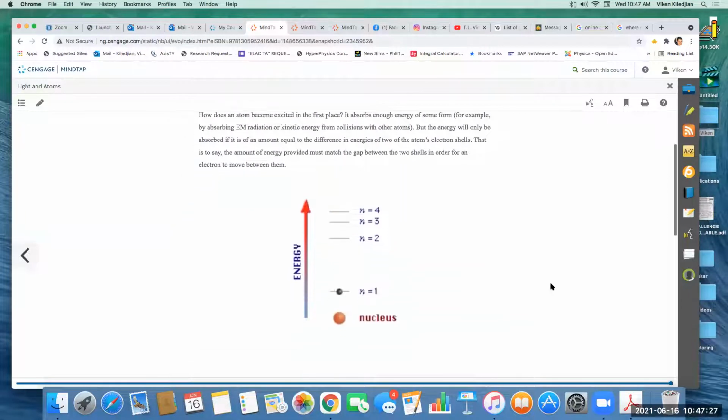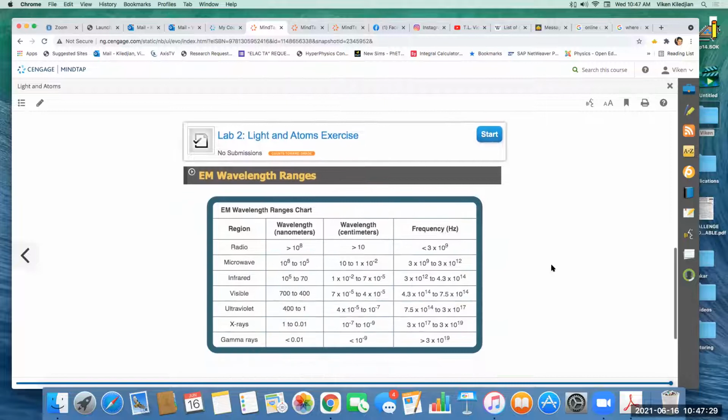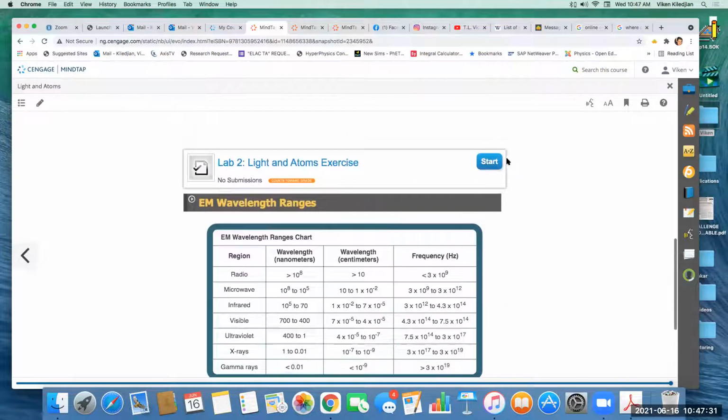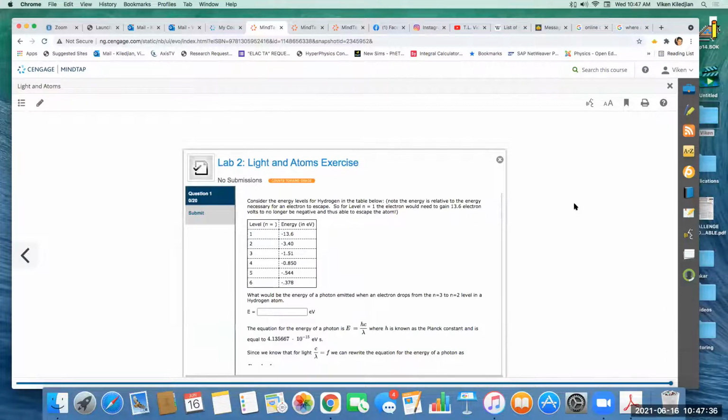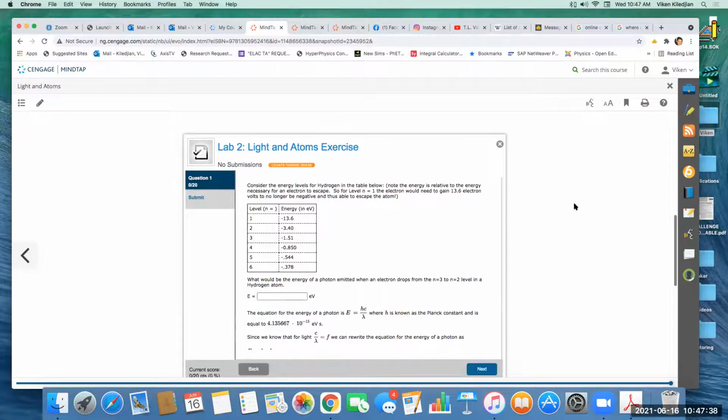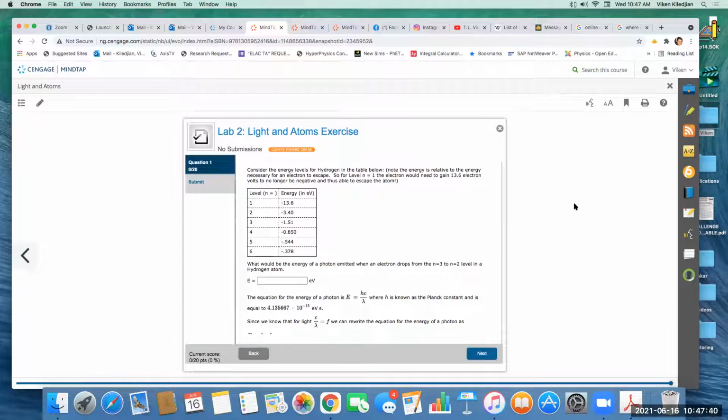Oh, now let's jump down. I think there's an exercise there. Start. So it says, consider the energy levels for hydrogen in the table shown. So remember, for hydrogen, there's only one electron.